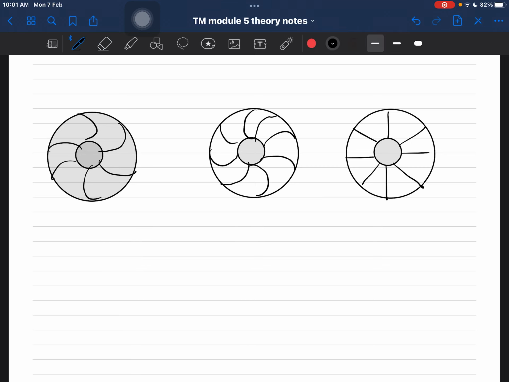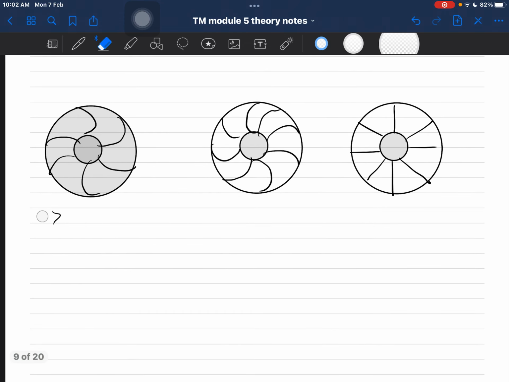So totally you have three derivations to be understood in this particular module. We'll cover them one by one. In this video, we'll cover the first derivation, which is the relationship between H, the head, and the flow. What is the relationship between the head and the flow? We'll cover that in this video.